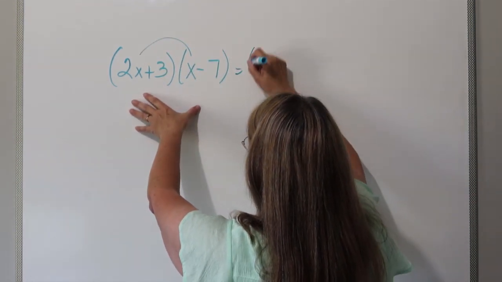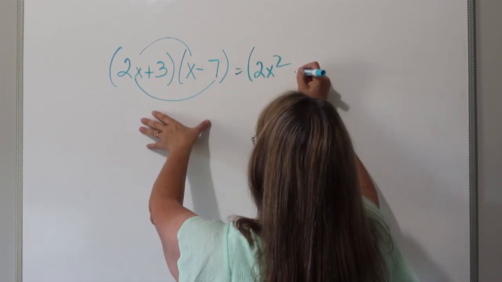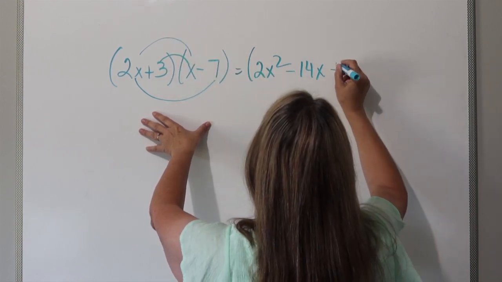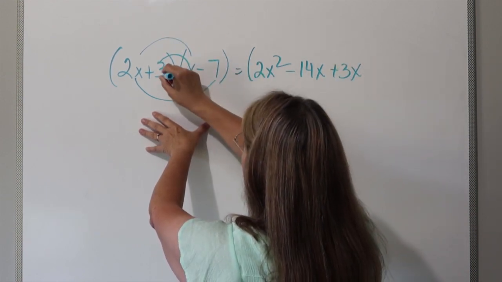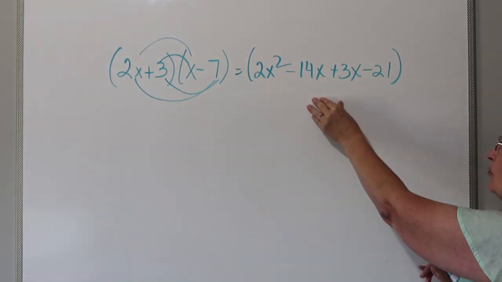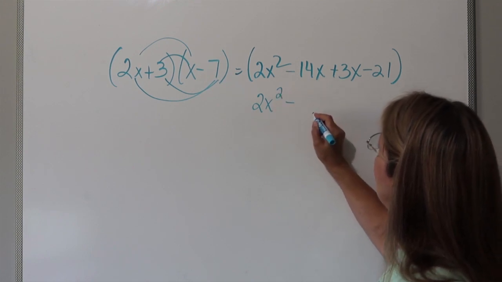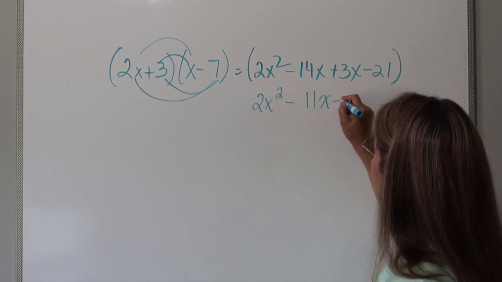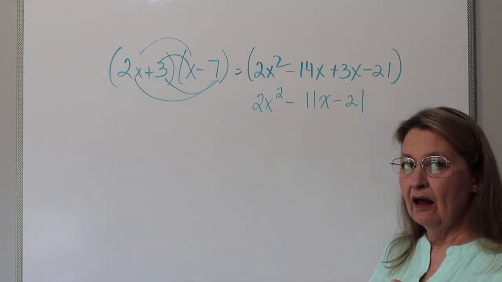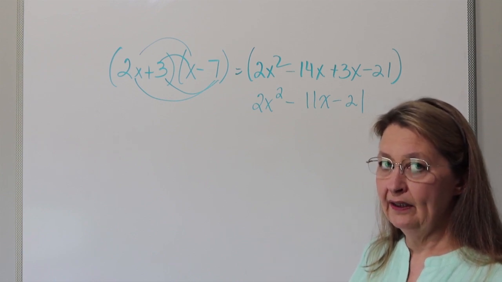2x times x would give us 2x squared, and this would be negative 14x, and then positive 3x, and then the last two would be negative 21. Then we would have combined these two middle terms to get 2x squared minus 11x minus 21. I wanted to do that because a lot of times they call factoring polynomials unfoiling.